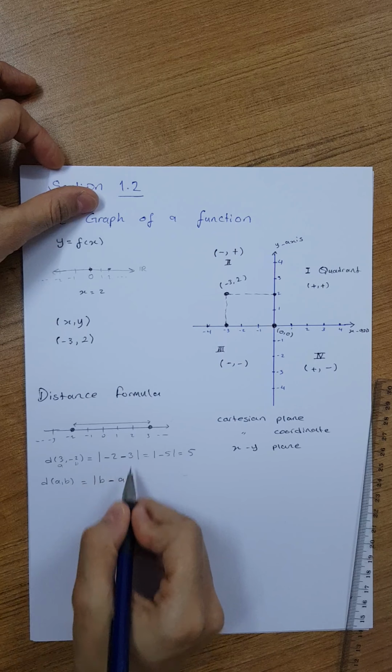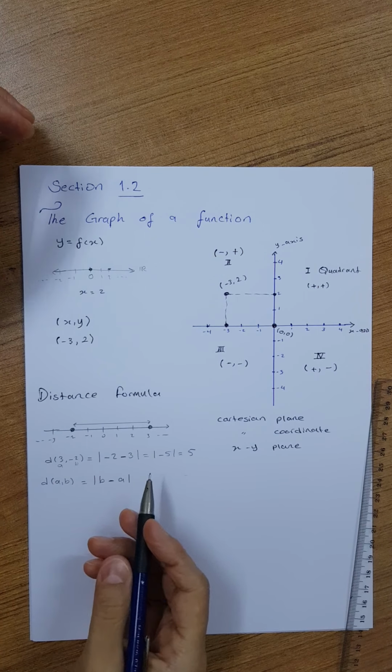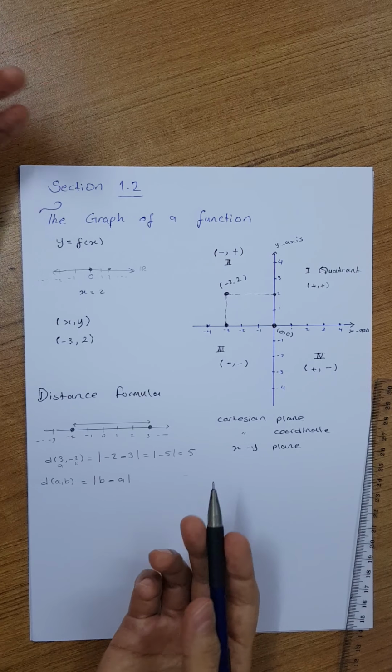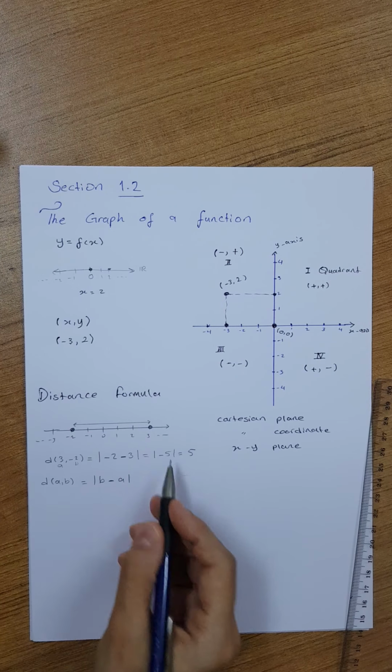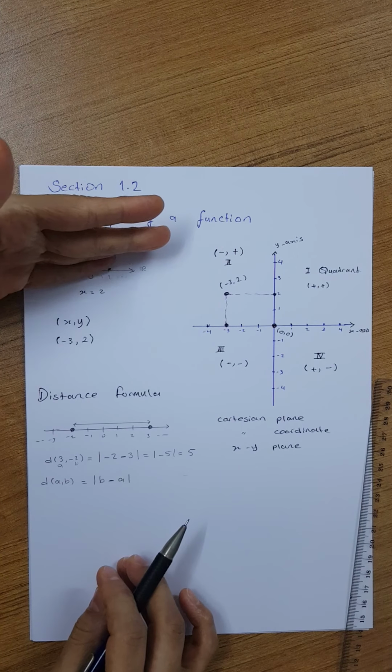Why did I put that absolute value here? Because I'm calculating the distance between 2 points, 2 places, okay? Distance cannot be negative. That's why we are putting that absolute value in here. That is about distance in one dimension, a point to another point.